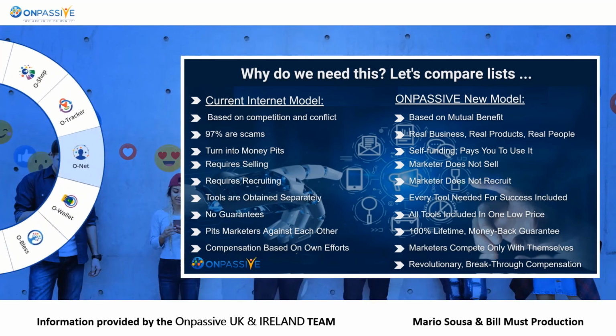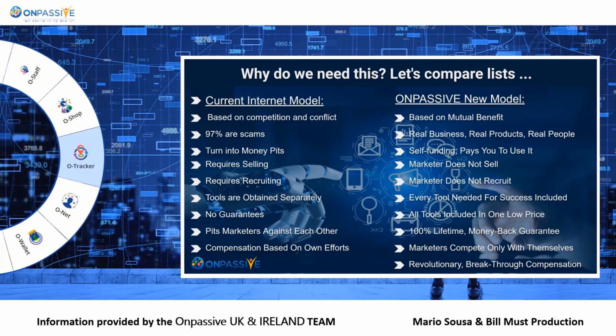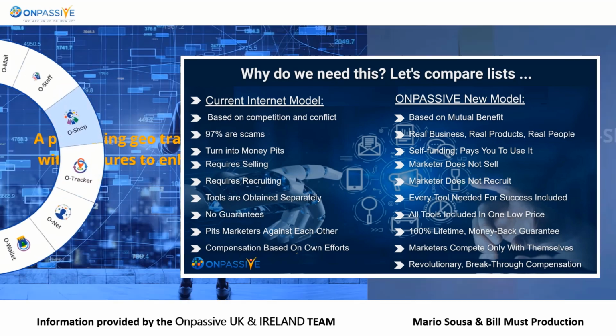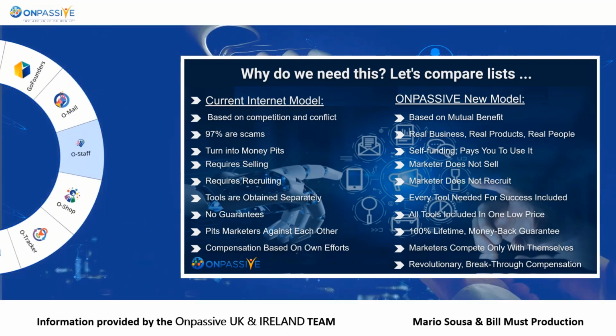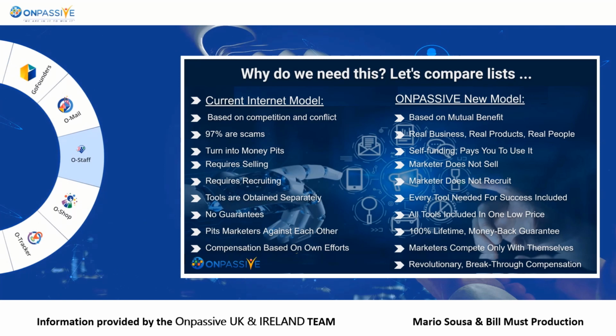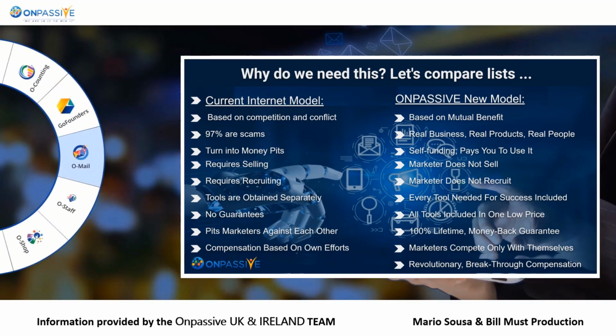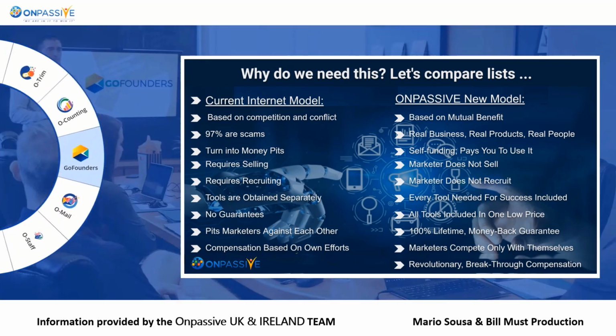Requires selling. Marketer does not sell. Requires recruiting. Marketer does not recruit. Tools are obtained separately. Every tool needed for success included. No guarantees. All tools included, one low price. Pits marketers against each other. 100% lifetime money-back guarantee. Compensation based on own efforts. Marketers compete only with themselves. Onpassive is a revolutionary breakthrough compensation plan.